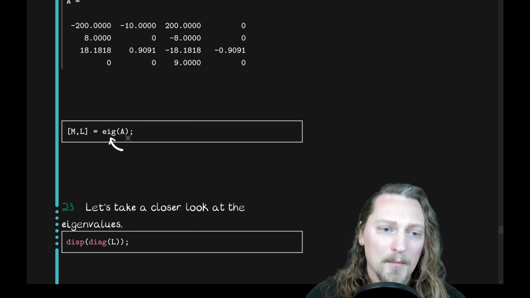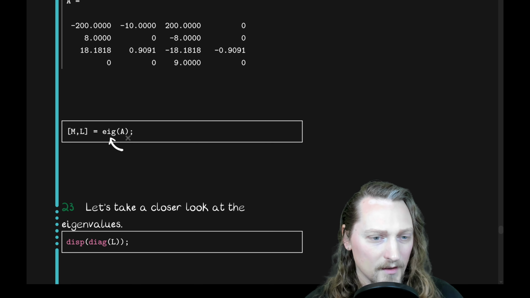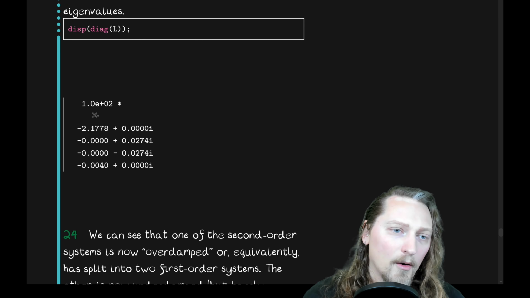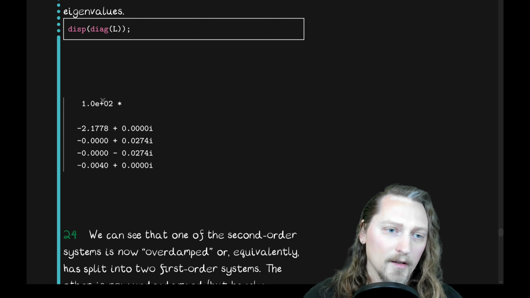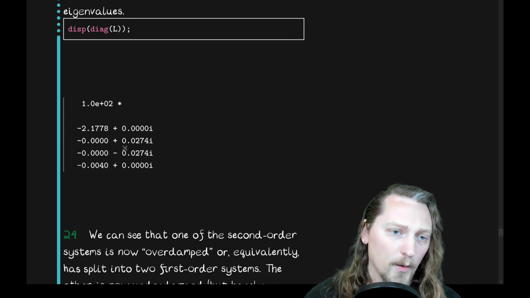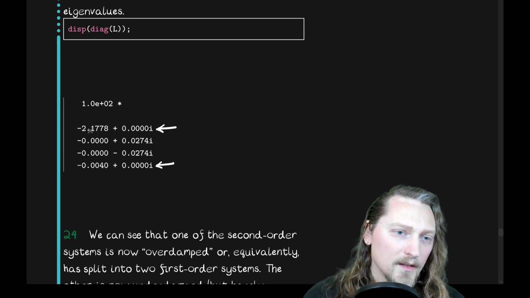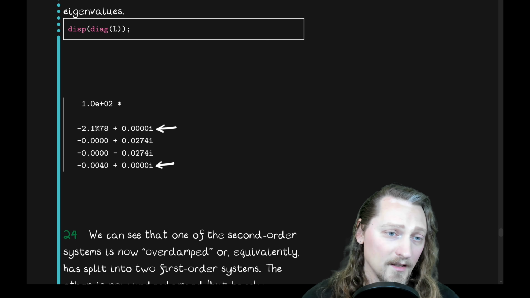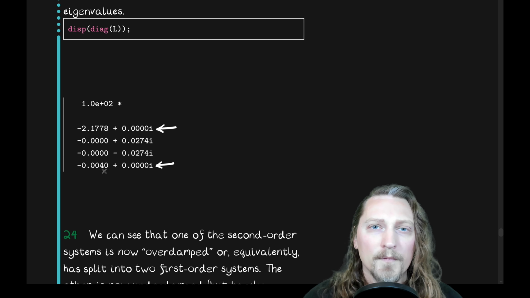So we're essentially going to go through the same process, just noticing the differences this time. Taking a closer look at the eigenvalues, we see now we're multiplying all this by 100. So we see that the eigenvalues are showing up. Two of them are real, or at least primarily real. Here and here, we get negative 218 as a real eigenvalue. And then this last eigenvalue is negative 0.4, okay?